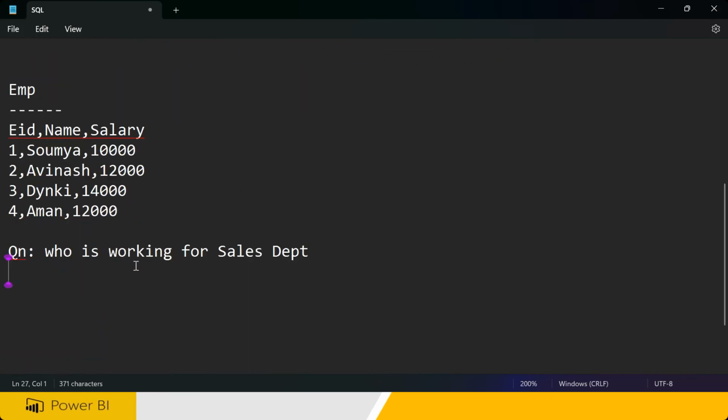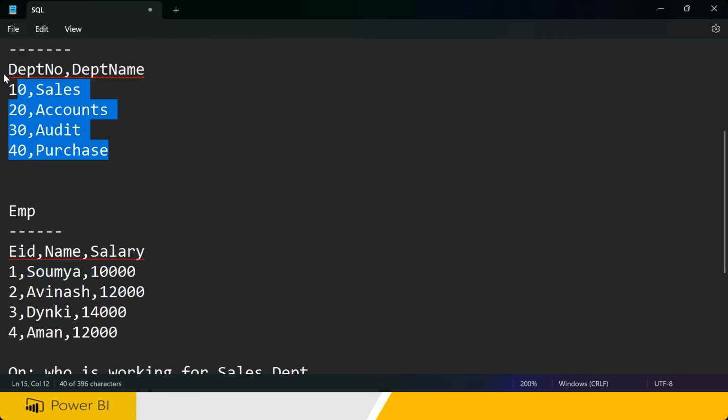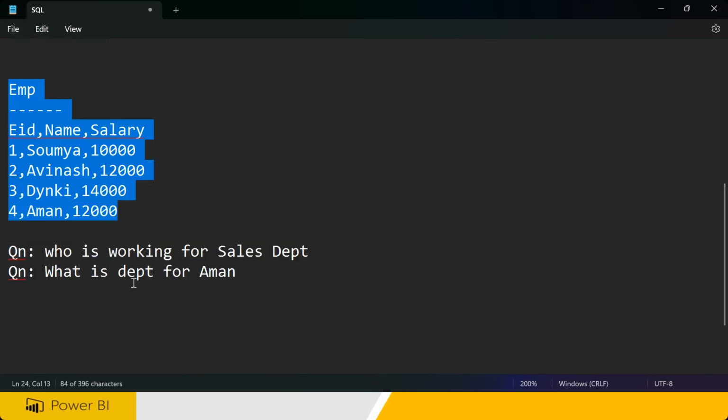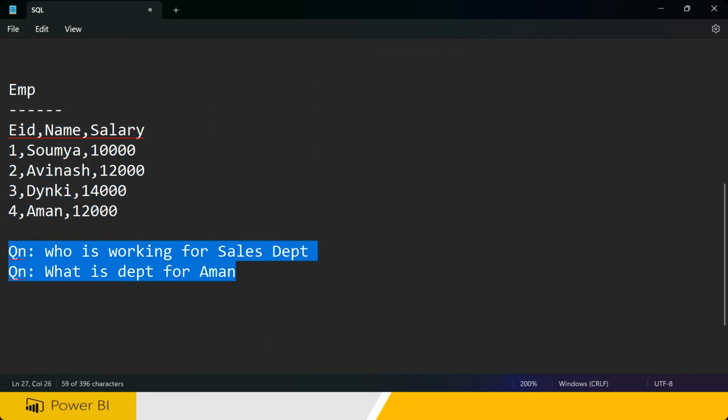Or the next question I'll ask you. What is the department for Aman? You tell me what is the department for this guy? Or what is the department for this employee? Do you have any clue? Even though department table is available, employee table is available, still a lot of questions cannot be answered, right? So what is it that is missing? Something is missing.